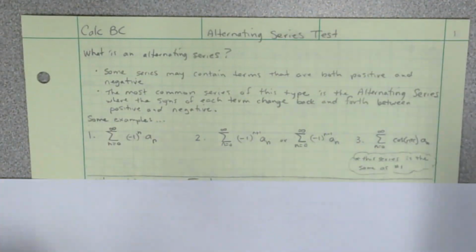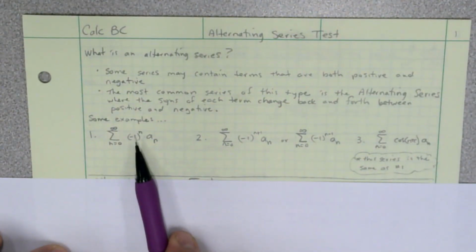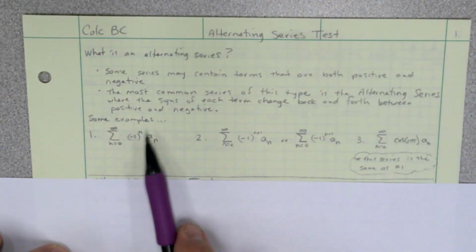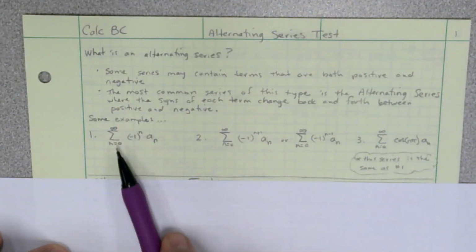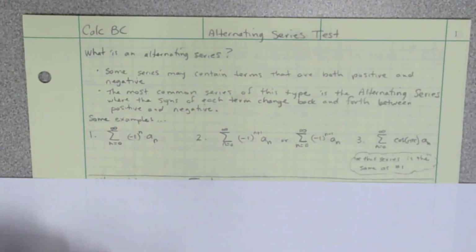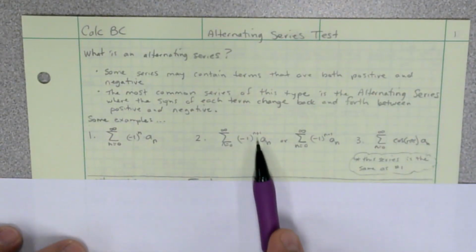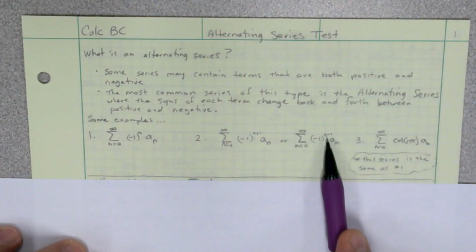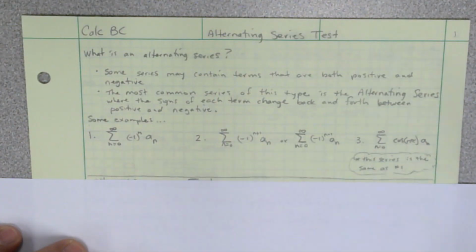Here are some examples. You'll usually see an alternating series will have something like a -1 to a power based off the index, okay? And then that right there alternates the sign from positive to negative. It can look like this, where it's n plus 1, or you can have n minus 1. All of these are examples of the same kind of thing.